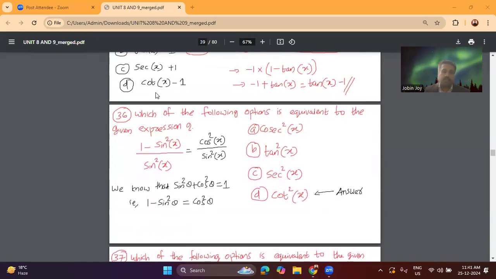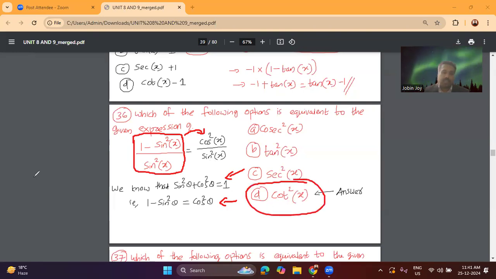Next is, which of the following options is equivalent to the given expression? The question is (1 minus sine square x) divided by sine square x. We know the identity sine square theta plus cos square theta is equal to 1. So 1 minus sine square theta is equal to cos square theta. So I can write cos square x divided by sine square x. Cos by sine is cot. So the answer is cot square x.